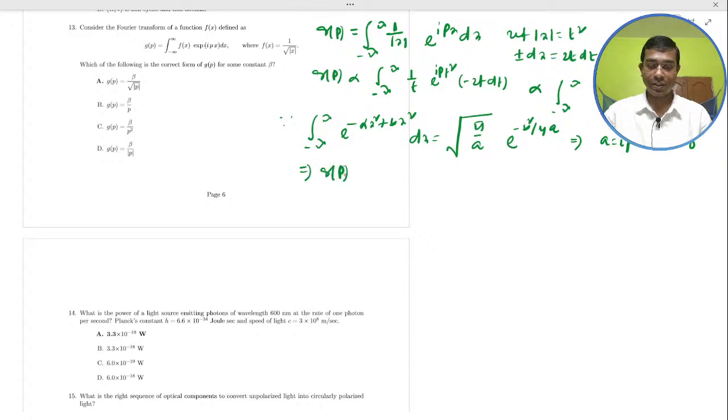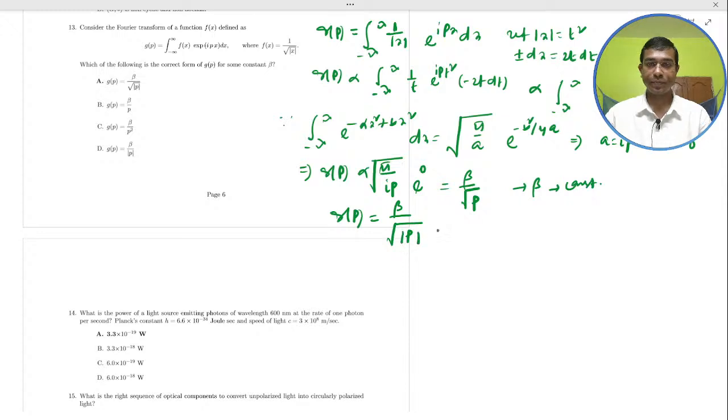That implies that g(p) is proportional to square root of pi by, put this value of a, that is ip, and put this value of b, that is 0. That will be beta by root p. That means beta is constant. And the value of g(p) is equal to, we just get here, beta by square root of p. Okay, option A is correct.